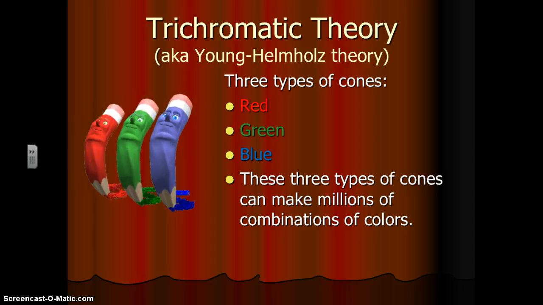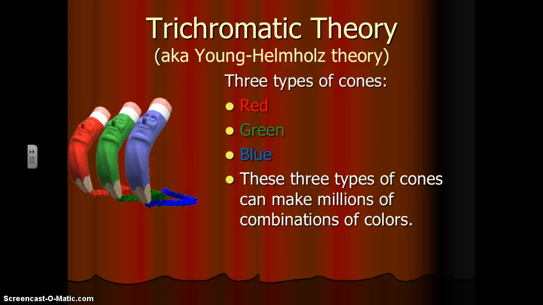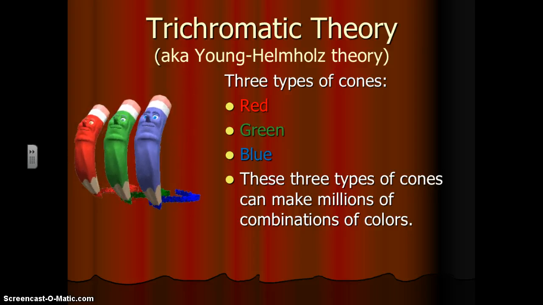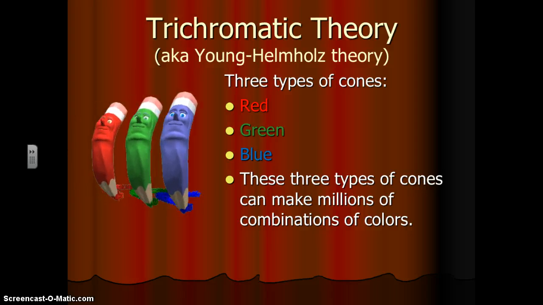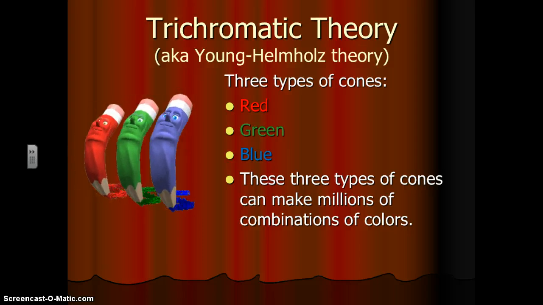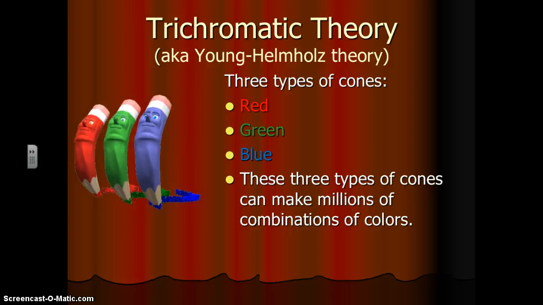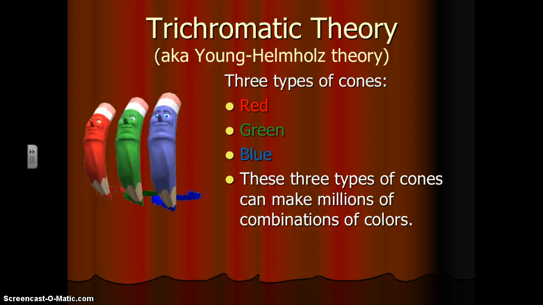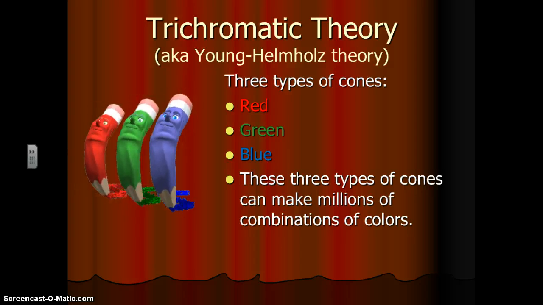Trichromatic theory was developed originally by Thomas Young, and then Helmholtz is a researcher that also helped contribute to this theory. These two individuals basically state that there are three different types of cones. Now, if you remember, we talked about how cones need a lot of light to operate, and they are very good at determining colors. They believe there are three different types of cones, and each type is sensitive to a specific wavelength.